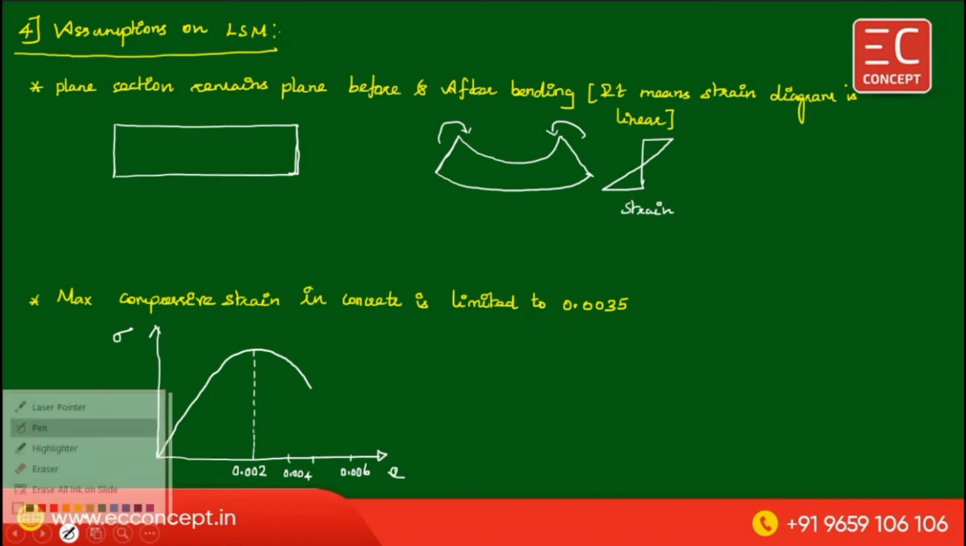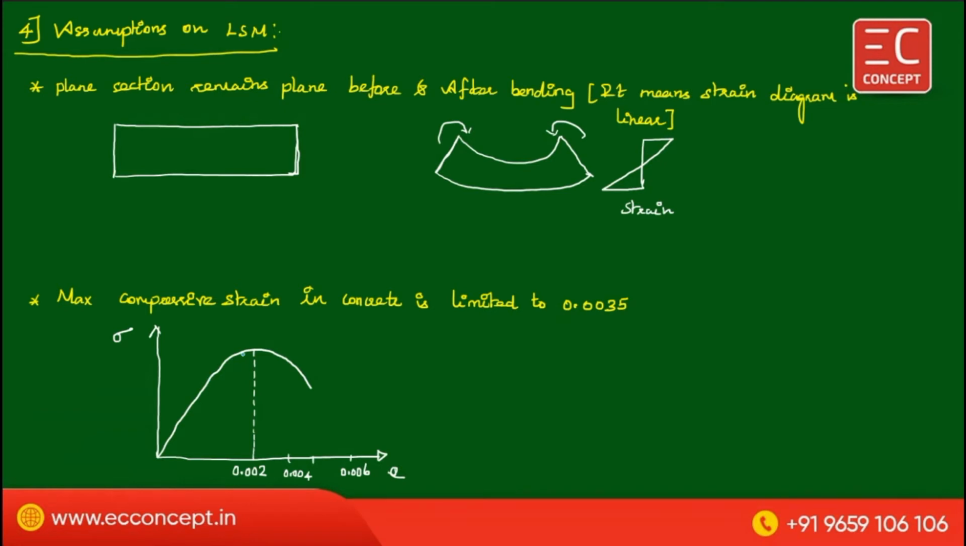But what we are assuming, we are idealizing this stress strain curve. We are curtailing this strain to a value of 0.0035. We are just considering the ultimate strain. While idealizing, you could take the ultimate strain up to infinity, but IS 456-2000 says we have to curtail it at a strain of 0.0035, and the corresponding stress is the ultimate stress, that is fck.